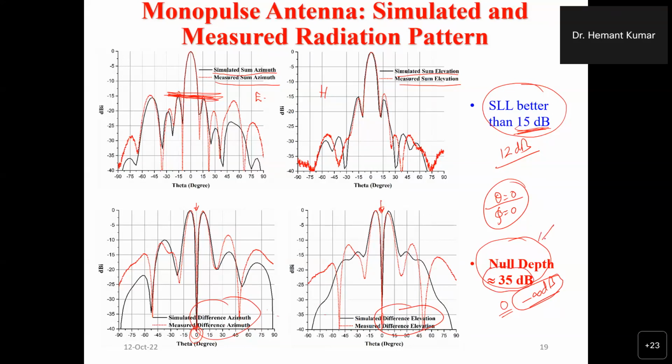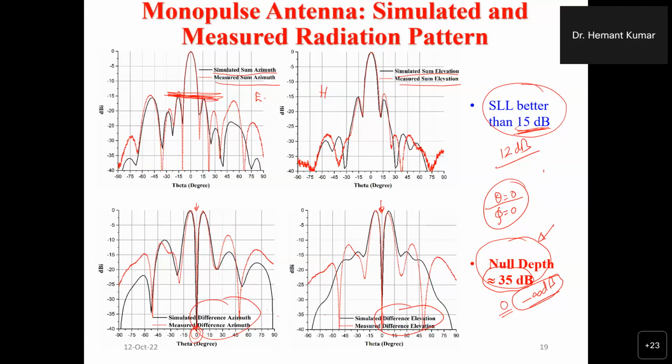So the null depth of this is very good, and this null depth actually depends on the monopulse comparator accuracy, how accurately the monopulse comparator is calculating the difference, and the second factor is whether the antennas are similar in characteristics or not. So there are two things.